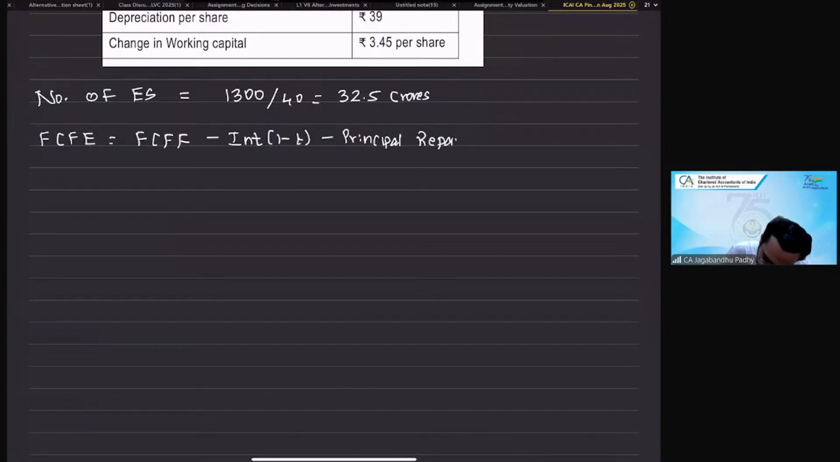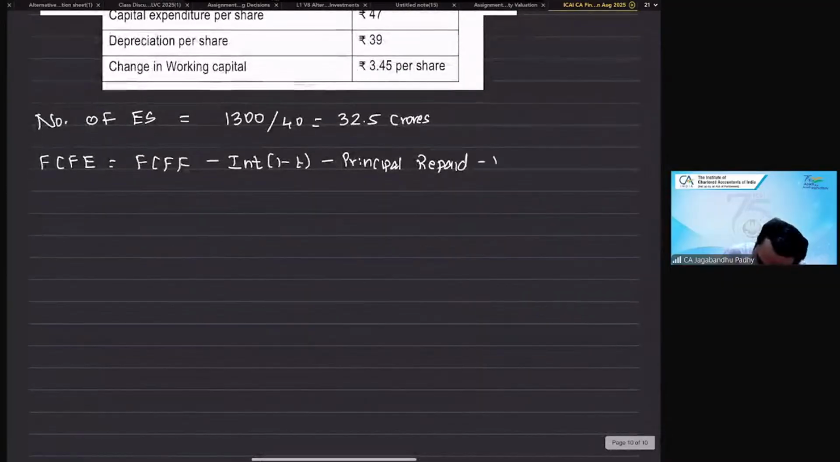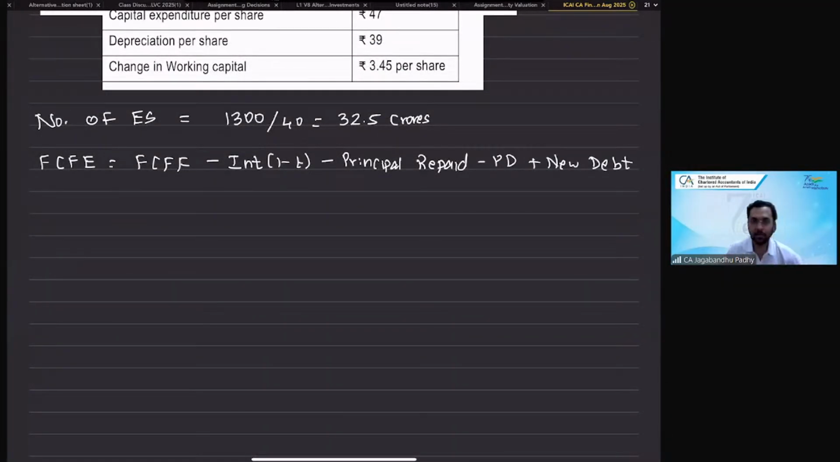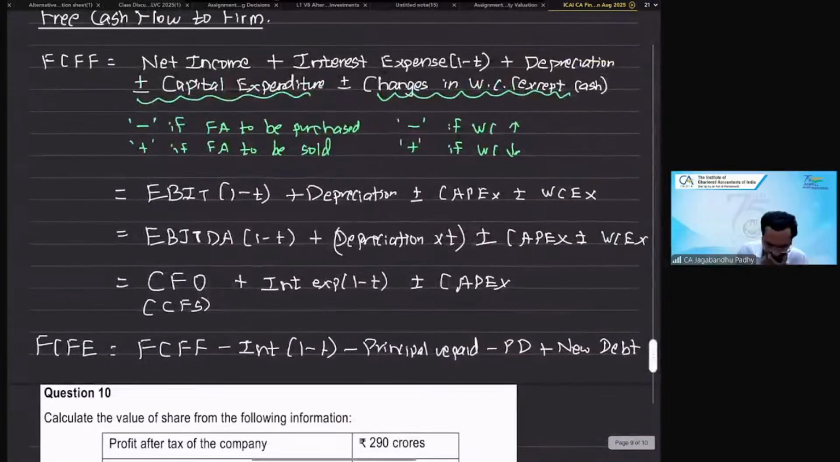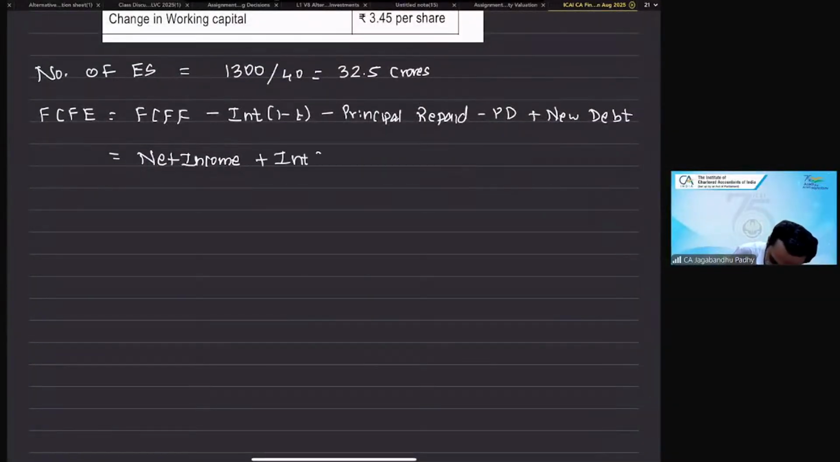Less principal repaid, and further, less preference dividend plus any new debt that you are raising. Okay, so we can actually expand it and say that free cash flow for the firm is essentially net income. So we start with net income. To that we add interest expense into 1 minus T plus depreciation.